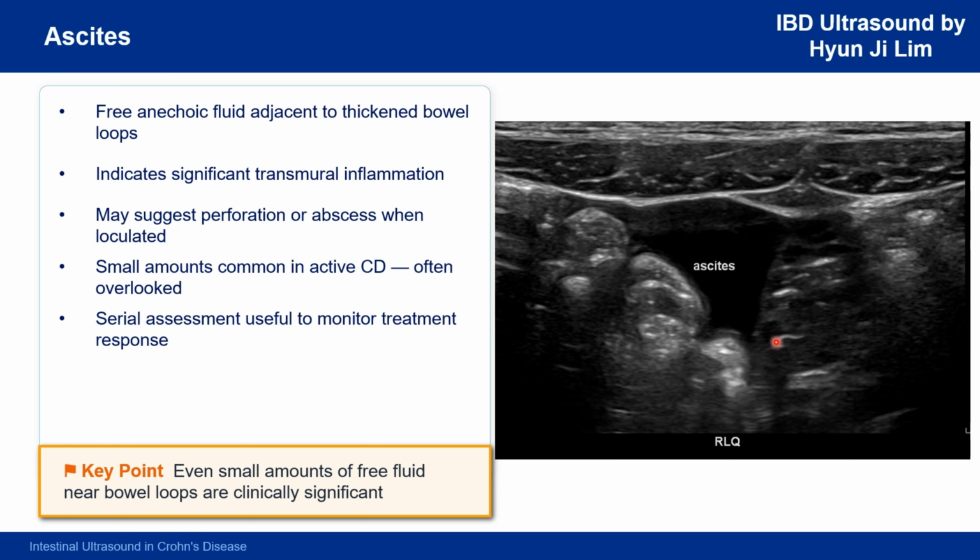This slide shows ascites adjacent to thickened bowel loops. On ultrasound, ascites appear as a free, anechoic fluid around the inflamed bowel. Even a small amount of free fluid can be clinically meaningful in Crohn's disease because it may reflect significant transmural inflammation. If the fluid is loculated or if it is associated with severe pain or systemic symptoms, we should also consider complications such as perforation or abscess. So ascites should not be overlooked, especially when it is seen near the actively inflamed bowel segments.